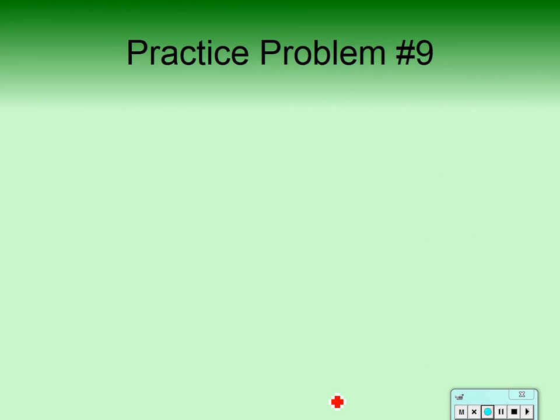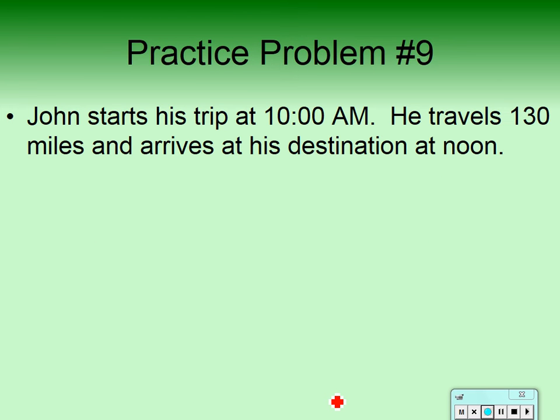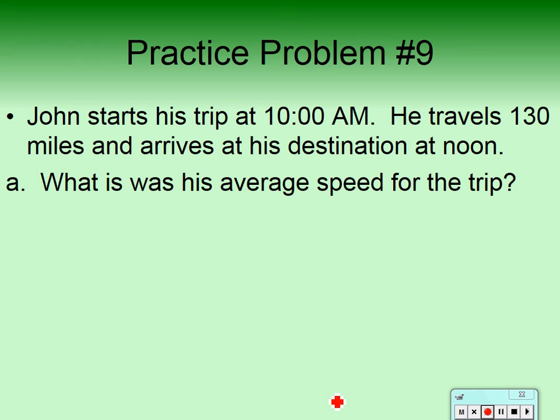Okay, let's do a practice problem on this. Practice problem number 9 says, John starts his trip at 10 a.m. He travels 130 miles and arrives at his destination at noon. There are a few parts to this question, so let's read part A. What was his average speed for the trip?